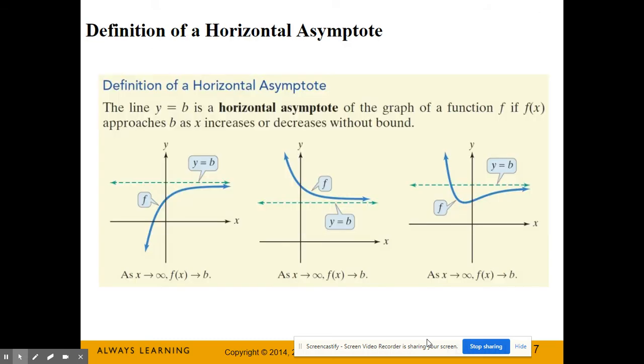Horizontal asymptotes are horizontal lines that the function will either not touch, in the examples on the left and center. On the right, it will cross through it, but then there will be a point at which the function will forever get closer to y equals b, but never actually touch it. So that is considered a horizontal asymptote as well.